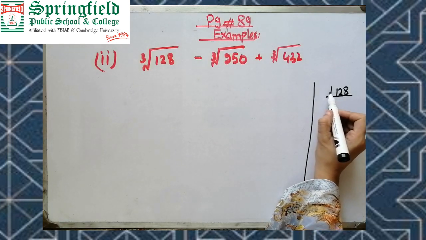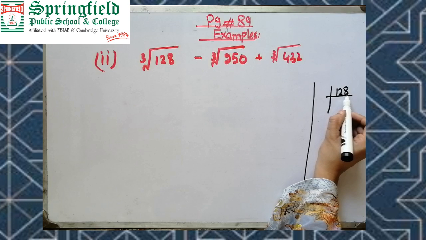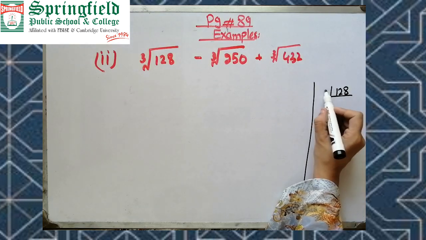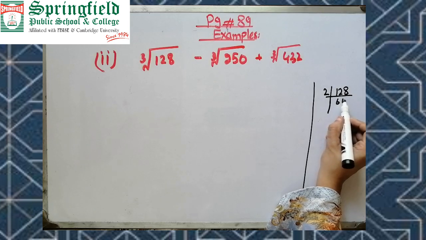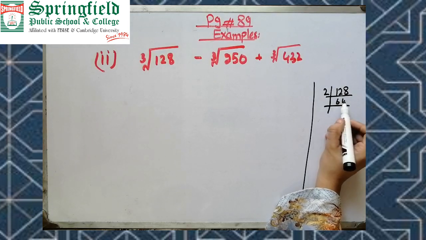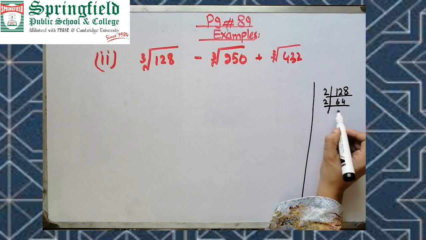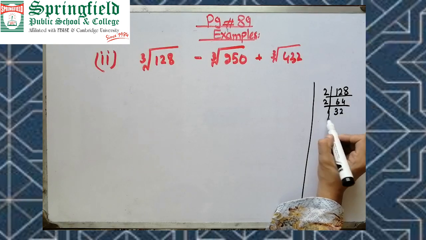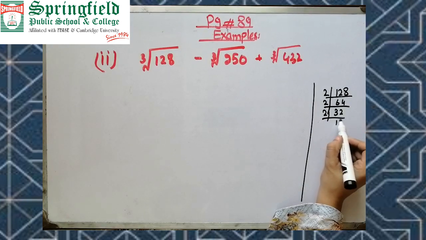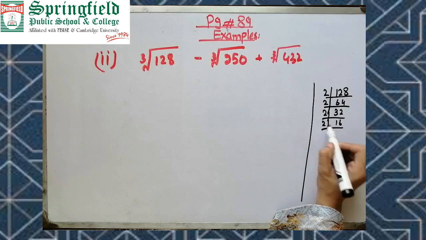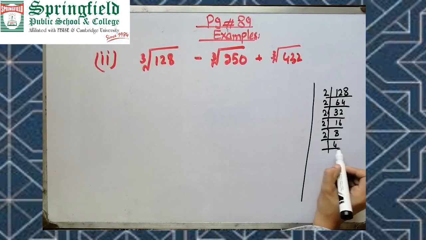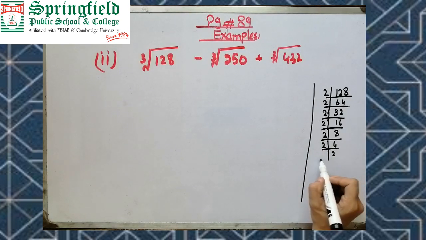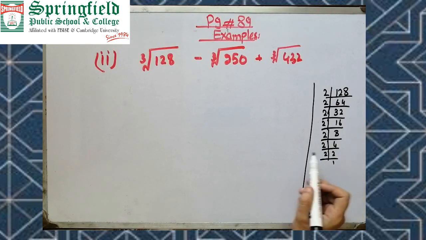For 128, we will start from the table of 2 because the last digit is even, so it can be divided by the table of 2. 2 6s are 12, 2 4s are 8, 2 3s are 6, 2 2s are 4, 2 1s are 2. 2 6s are 12, 2 8s are 16, 2 4s are 8, 2 2s are 4, and 2 1s are 2.